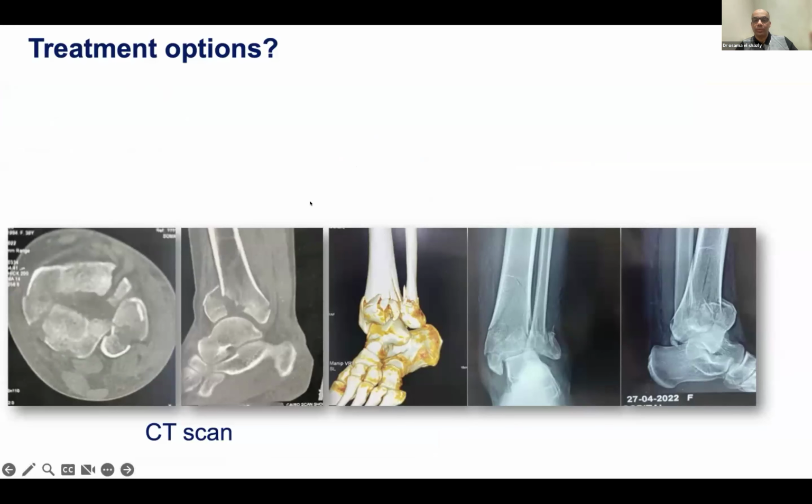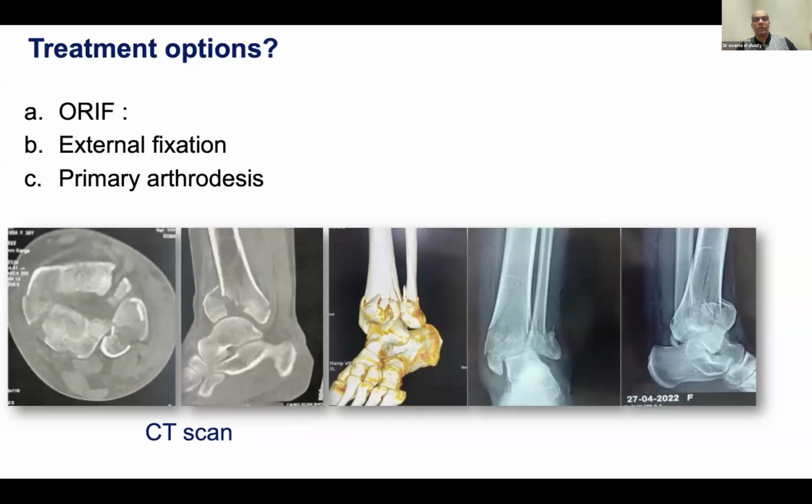So what is the treatment option for this case? Who will go for open reduction internal fixation? It's a closed injury. Soft tissue initially was bad, but it improved after 10 days. It's low energy trauma, she fell from a chair. Who will go for external fixation for this case? Spanning is okay. Who will go for primary arthrodesis for this case? I think no one. So most of you say we will go for open reduction internal fixation, or you can span if the soft tissue condition is bad.